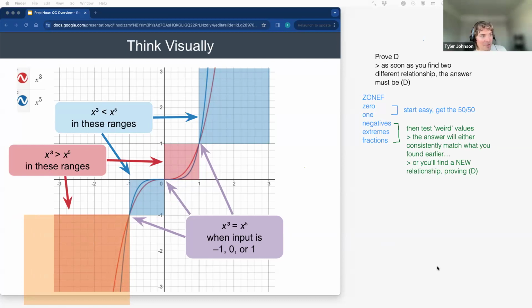If you want to explore that further, there is another prep hour video I've done. I believe the title for that is Functions, like hacking QC functions, something like that. If you look up free prep hour and functions, you should be able to find it.